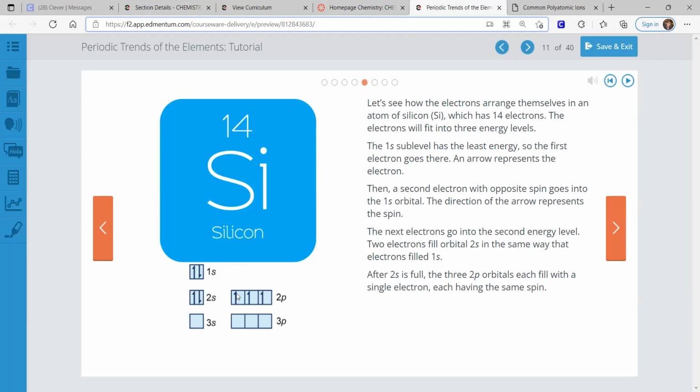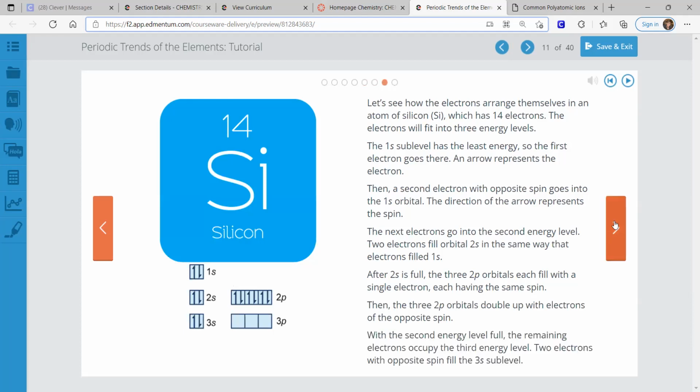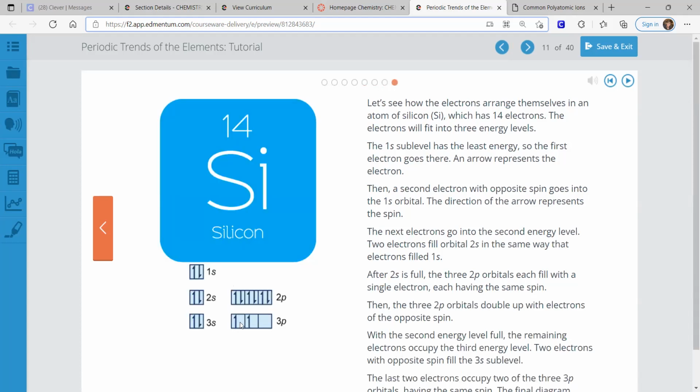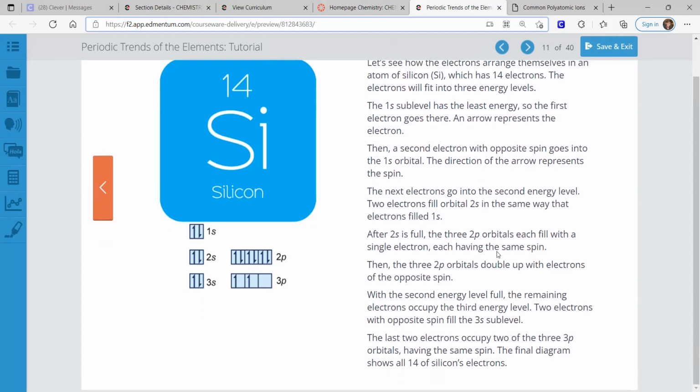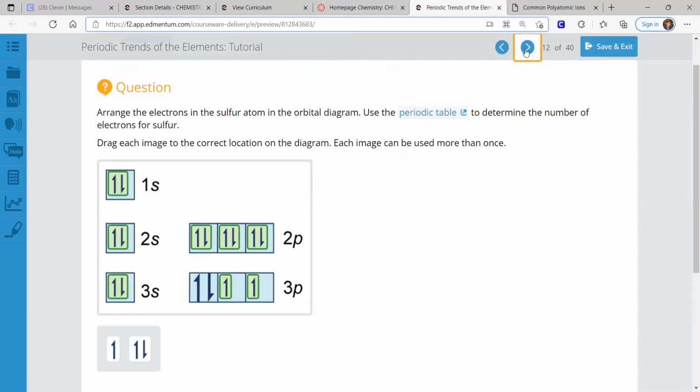You'll add one arrow going this way to each box. And then once you fill up all the boxes in the p level, you'll add arrows the other way as well, with opposite spin. You do that with 3s too. But we only have 14 electrons, so we can't fill up all of 3p, and that's what we end up with. You can see the explanation on this side of the screen as well. Pause the video and read through that.